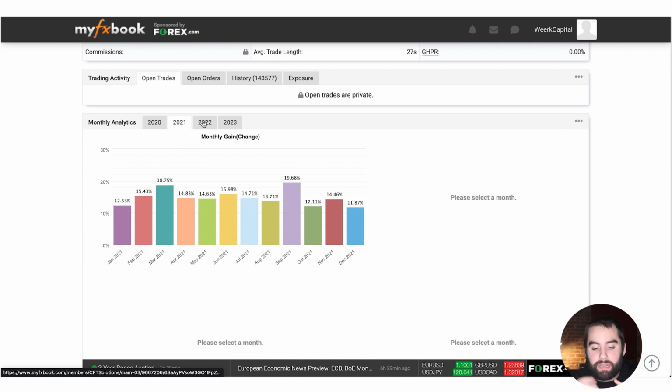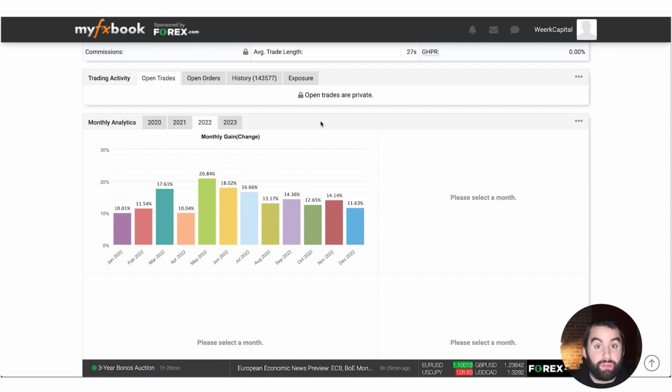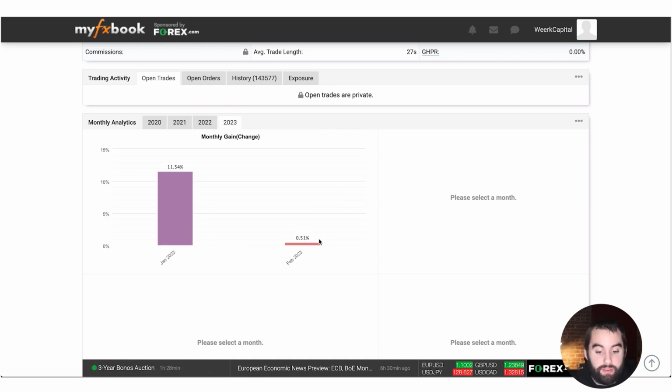Not every day is a winner, but again, it's capital allocation. We can see a really big month in 2022. 2022 did phenomenally well. In 2023, the month just started. It's the first, or actually second of the month. Last month we hit 11.54%.